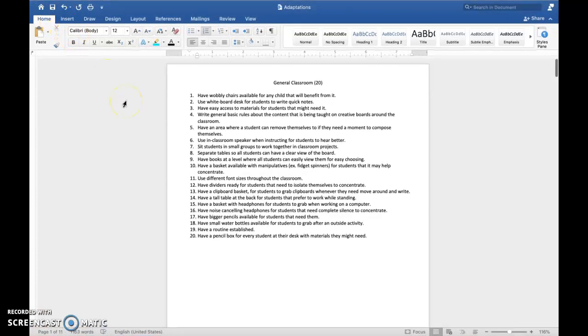Okay, so these are going to be my three different strategies that I will be talking about. The first one is for the general classroom. I would have wobbly chairs available for any child that will benefit from it. So this one will tend mostly to be for kids that have ADD or ADHD, and they just need something to channel their energy to. So this will be available to any student that might need it, and just to help them concentrate and be able to focus during classroom.